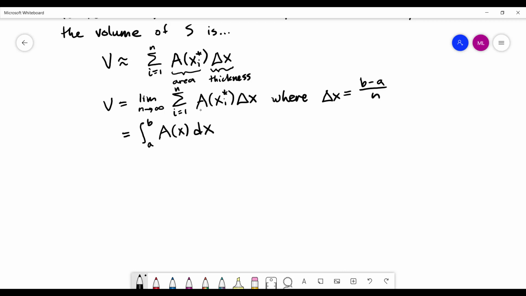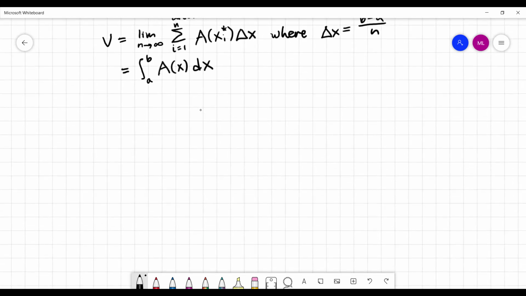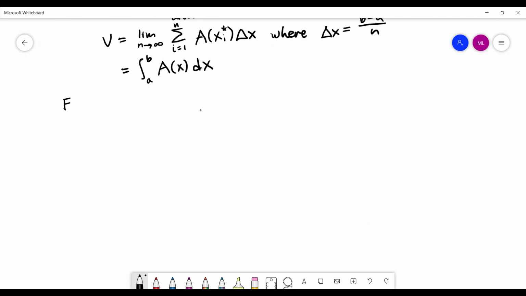So I think this is easier to understand if we actually do a quick example. Let's pick an object that we know the volume of, or that we can look up on Wikipedia or something like that, if you're not good with the geometric formulas that you probably had to memorize in high school. But let's verify the volume of a cone.